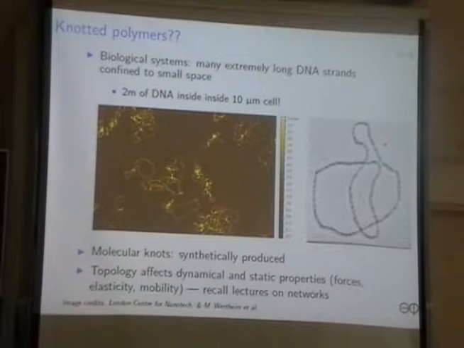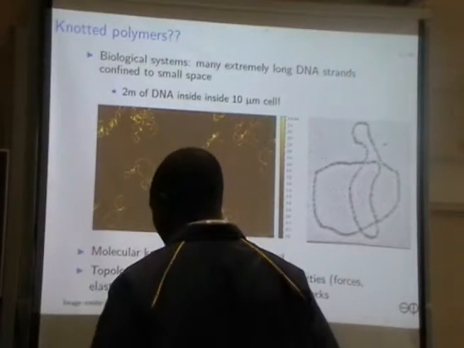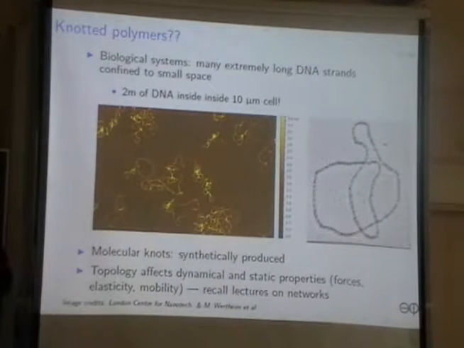But as you heard this morning, knots crop up in a lot of different places as well. People can synthetically produce molecular knots. People can even make knots in light. William Irvine's lecture, knots appearing in fluids. So these structures appear in many places.